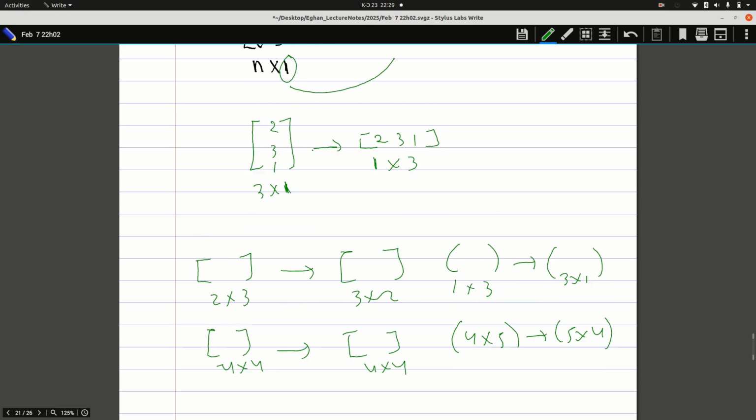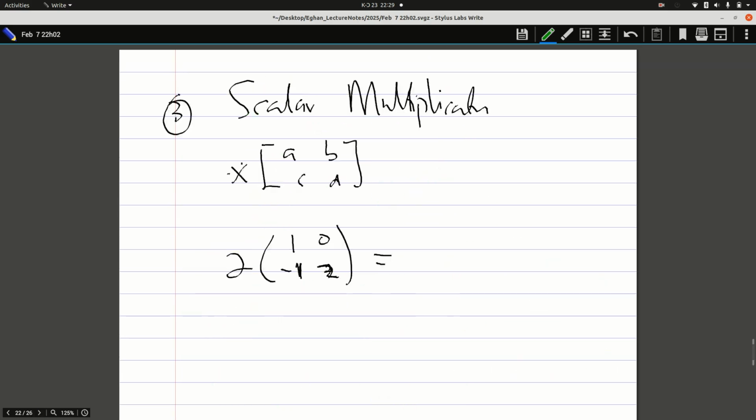Let's take the third operation, that is scalar multiplication. What does scalar multiplication do? It just multiplies the scalar by the elements in the matrix. I can use a square bracket or a parenthesis. That is all. So it's like a dot product.